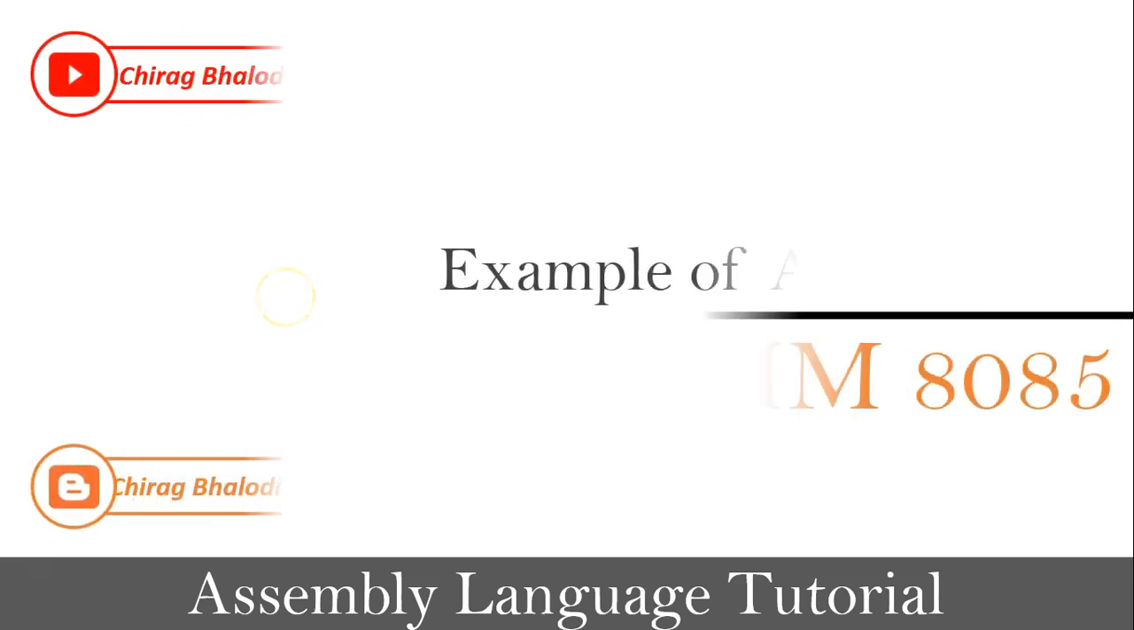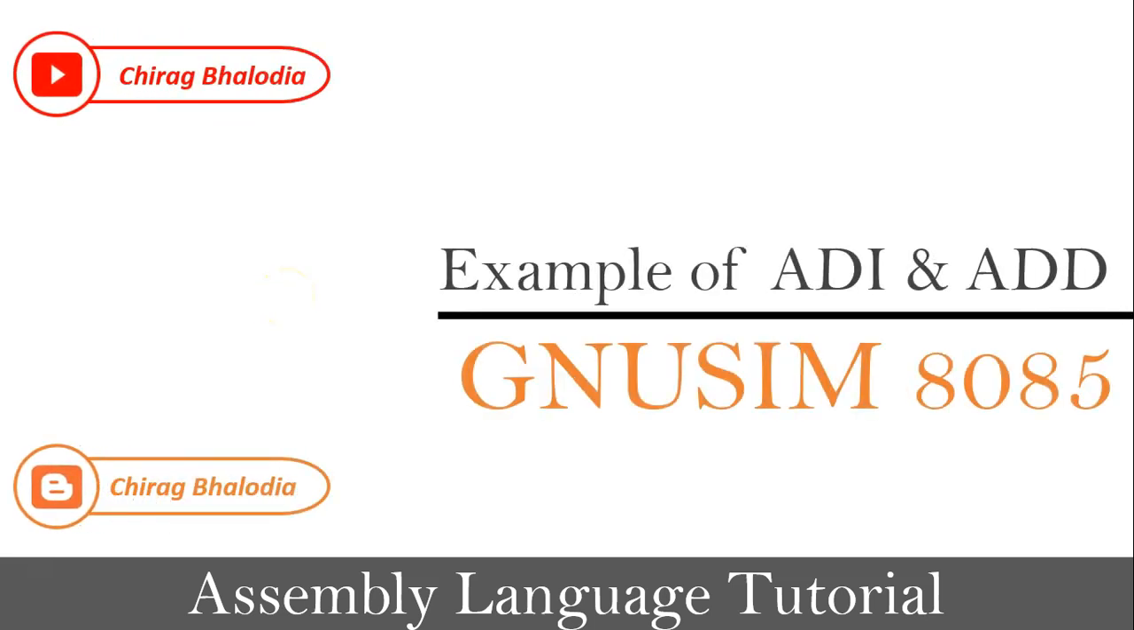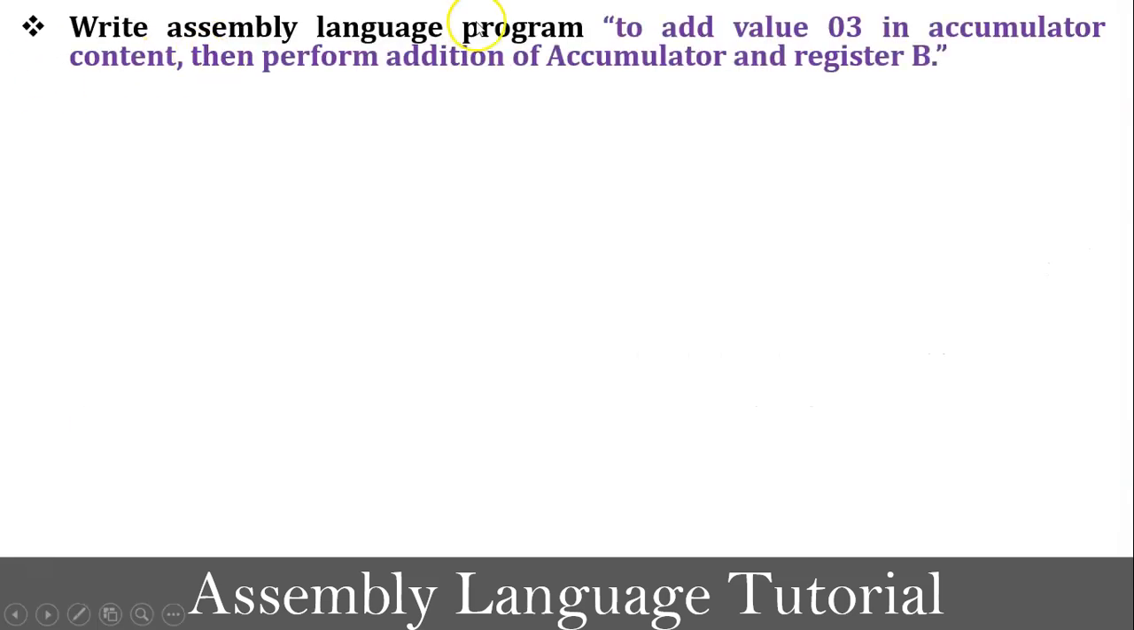The next topic is the example of the ADI and ADD instructions. In this topic, I explain the ADI and ADD instructions through programming, and the program will be explained step by step in GNUSim8085. To understand the ADI and ADD instructions, let's take one problem definition. Write an assembly language program to add the value 03 to the accumulator content and then perform addition of the accumulator and register B content. What we have to perform in this program, I have highlighted in inverted commas.